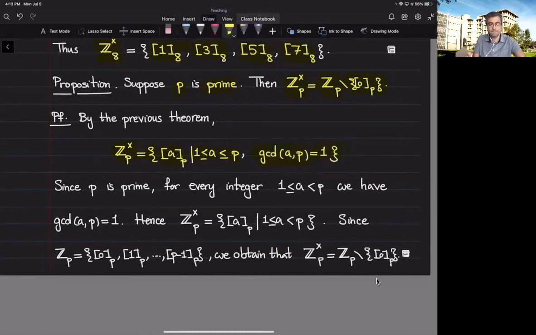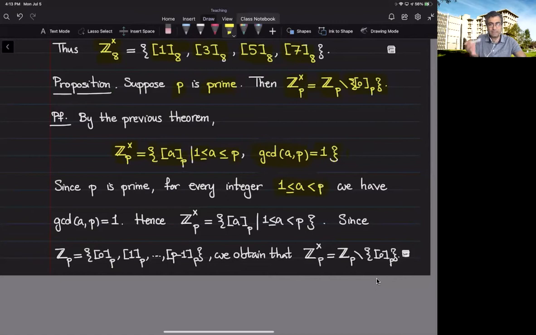Now, if a is a positive integer strictly less than p, it cannot be a multiple of p, so it cannot have p as a divisor. That means the GCD of a and p cannot be p. It's a positive divisor of p, and it is not p, and therefore it is 1, because p has only 2 positive divisors.